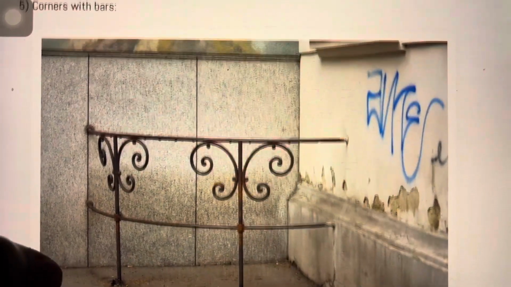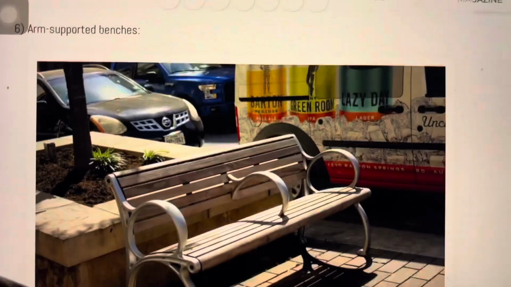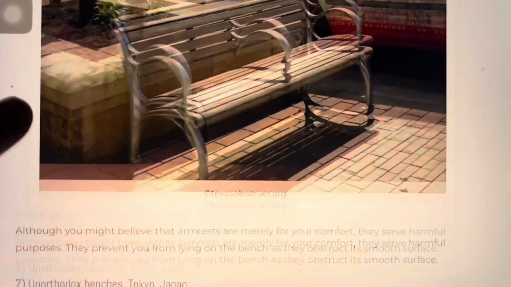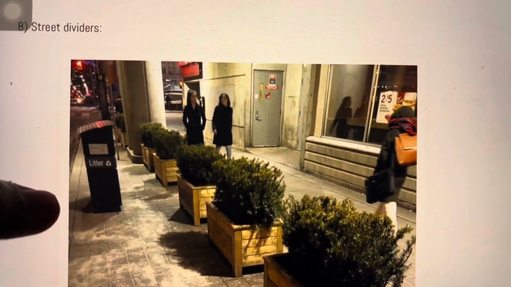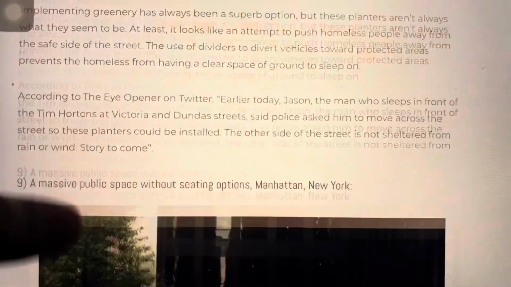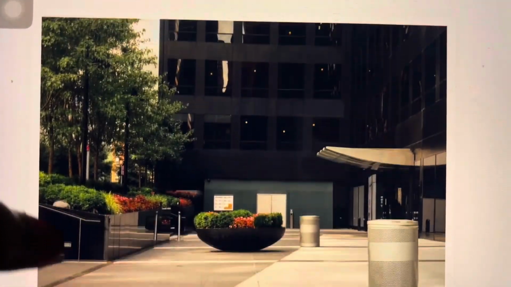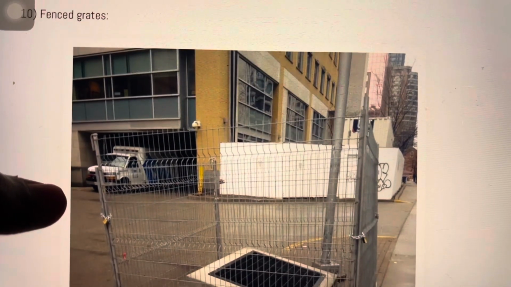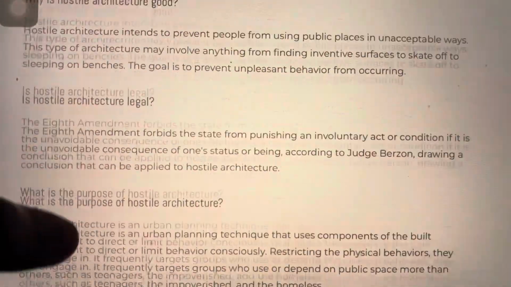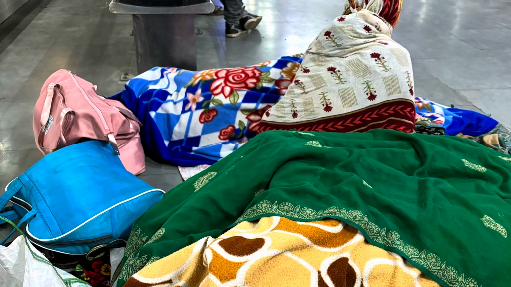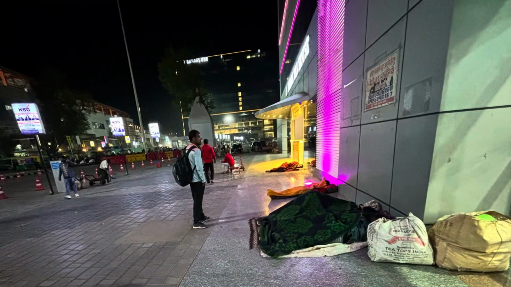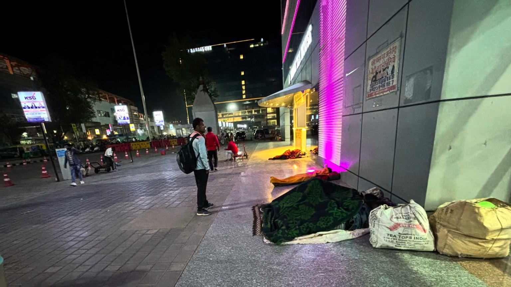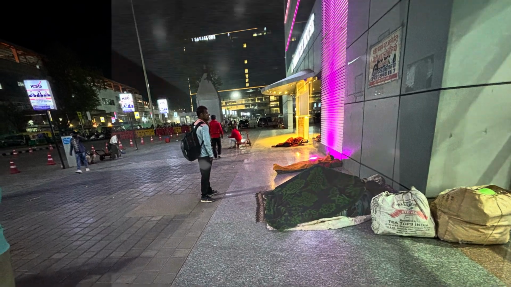The seats have very awkward inclinations or curves, and they are slanted. There are unorthodox benches in the form of cylinders. There are unnecessary pots serving as dividers, fenced grates. These all are the examples of the hostile architecture that is not good for these people, those who are there on the streets, on the pavements, the homeless people.